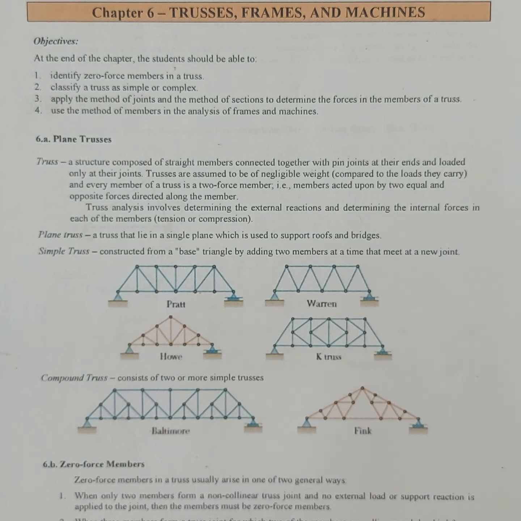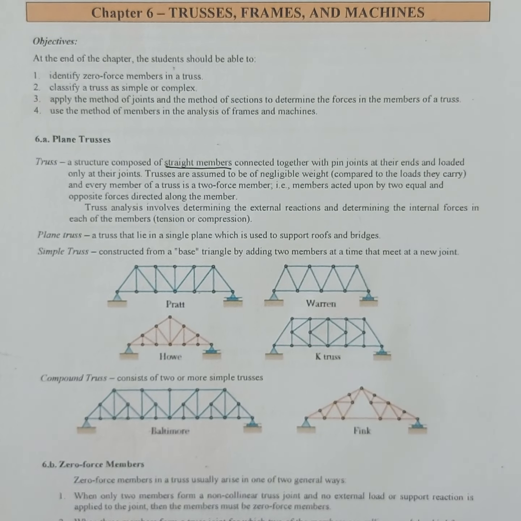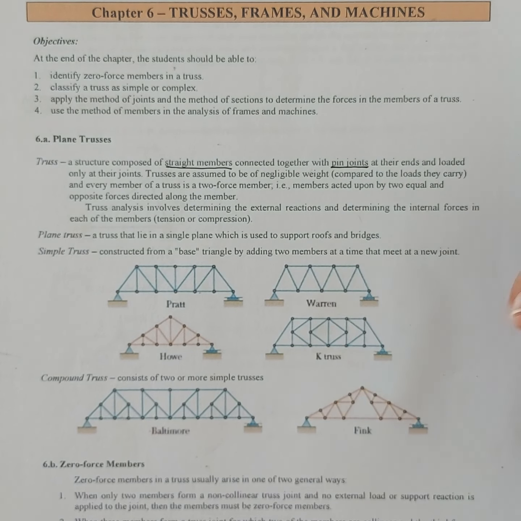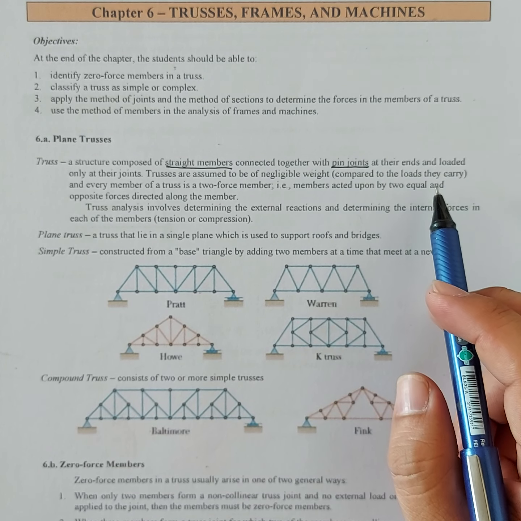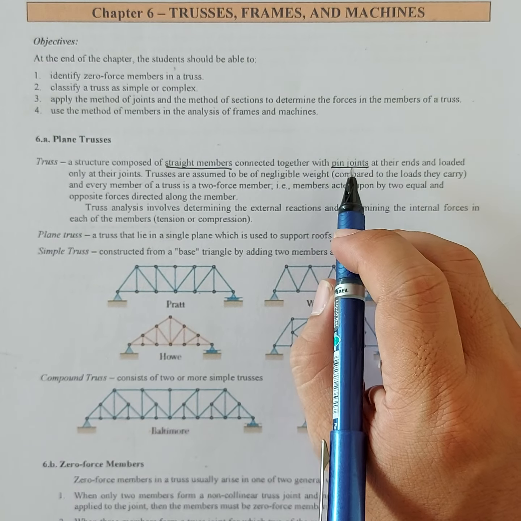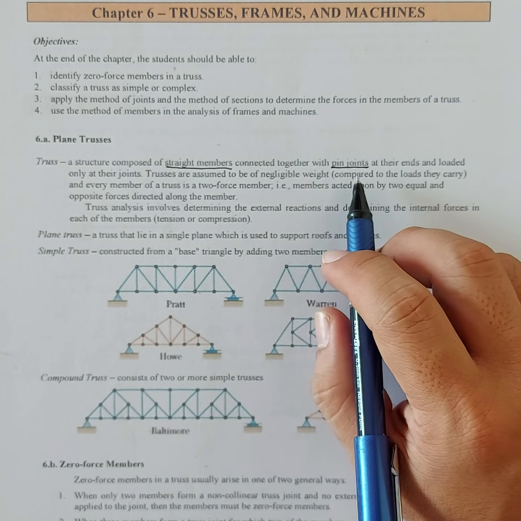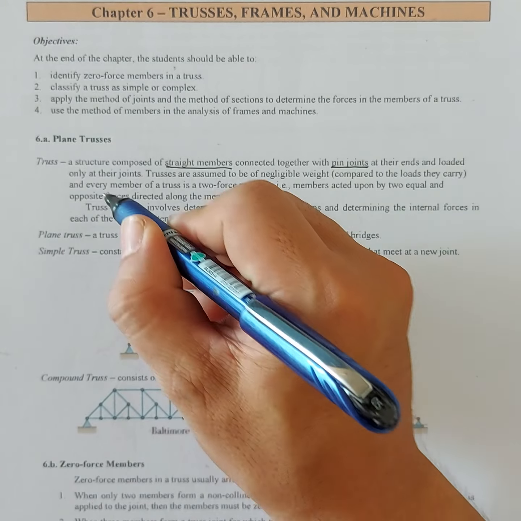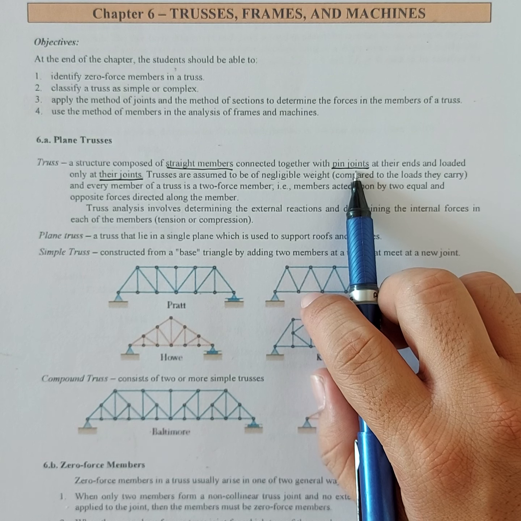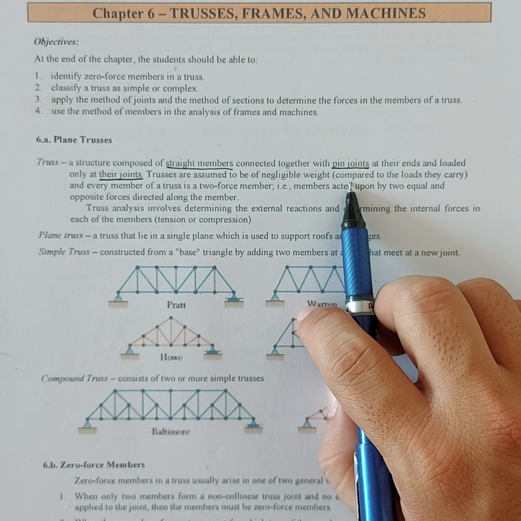A truss is a structure composed of straight members. So take note, straight members, these are the keywords, connected together with pin joints at their ends and loaded only at their joints. So take note, the connections between these straight members are pin or hinge. They are the same. And then they are loaded at the joints only. So our assumption is that the joints are pin connected and the loads are applied on the joints.